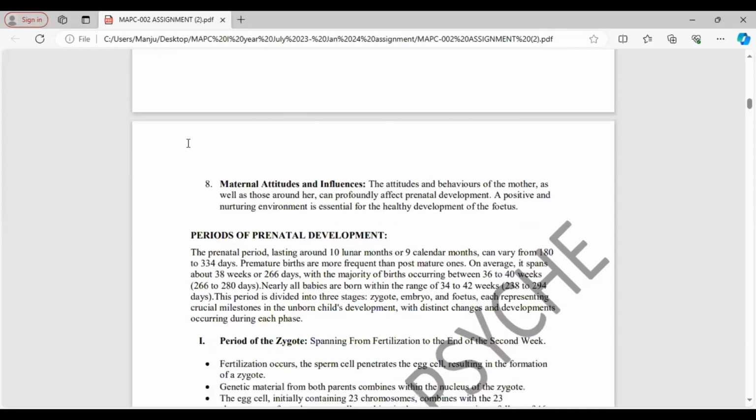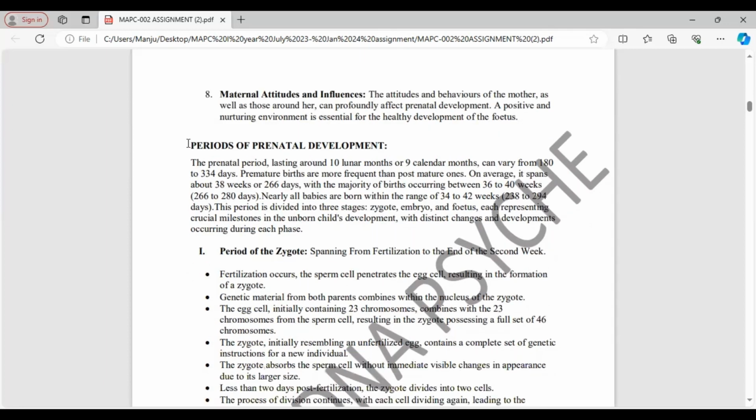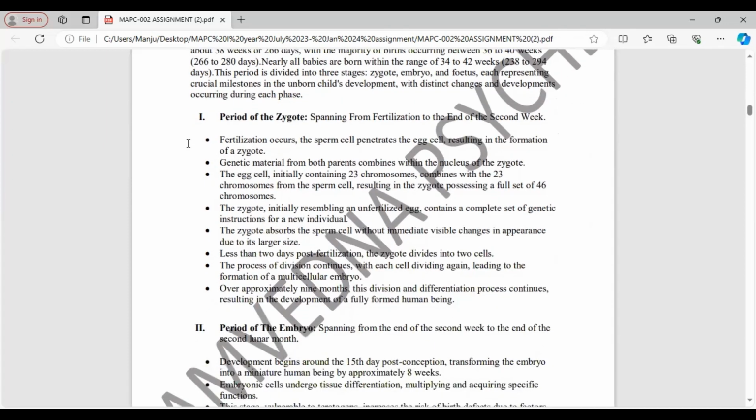Then periods of prenatal development. This extends approximately for 9 months, and can vary from 180 to 334 days. On average it spans about 38 weeks or 266 days. Nearly all babies are born within the range of 34 to 42 weeks. The period is divided into three stages: zygote, embryo, and fetus. I will just go through the main characteristics of each stage.